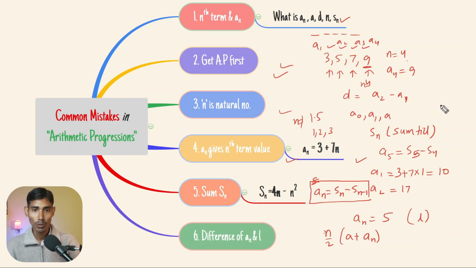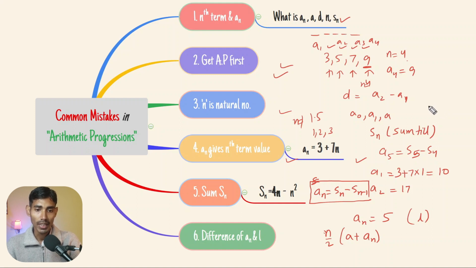Please remember these 6 points. First is all the terms in the AP. There are only 2 formulas we need to remember. Whatever terms are involved, please remember what each of them means. Second thing is getting the AP first as soon as we can. Try to get the AP. Third is n is a natural number. It can't be the 1.5th term or 2.5th term. If it is 9 by 7 or 5 by 2, it's not possible. N should be 1, 2, 3, 4, a natural number.